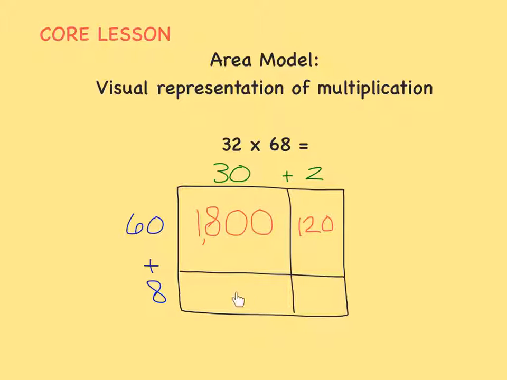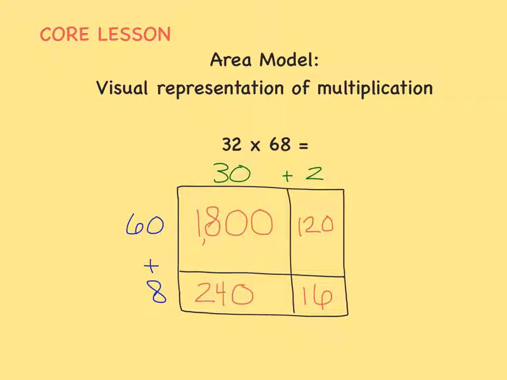Let's come down to this bottom left corner. I look to the left and I see an 8. I look up and I see a 30. So let's do 8 times 30. 8 times 3 equals 24. And don't forget that 0 from 30. 8 times 30 equals 240. And finally, let's do this bottom right corner. I look to the left, I see an 8. I look up, I see a 2. 8 times 2, well, we know that equals 16.